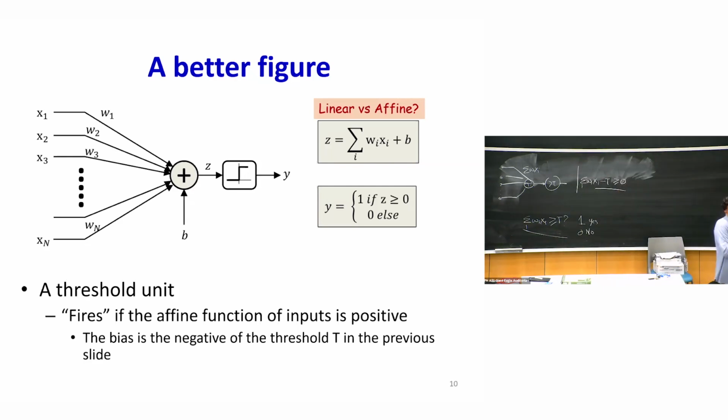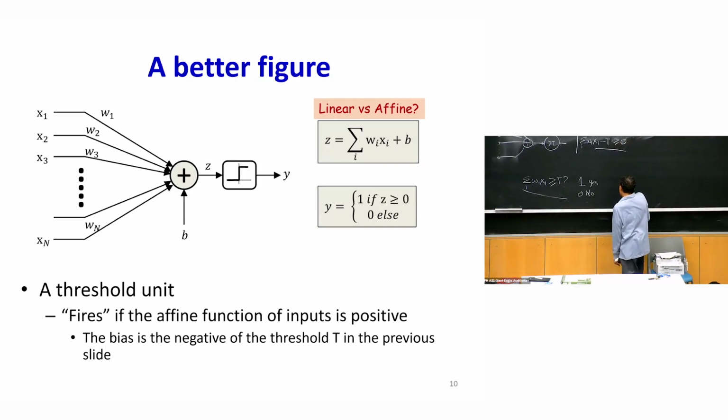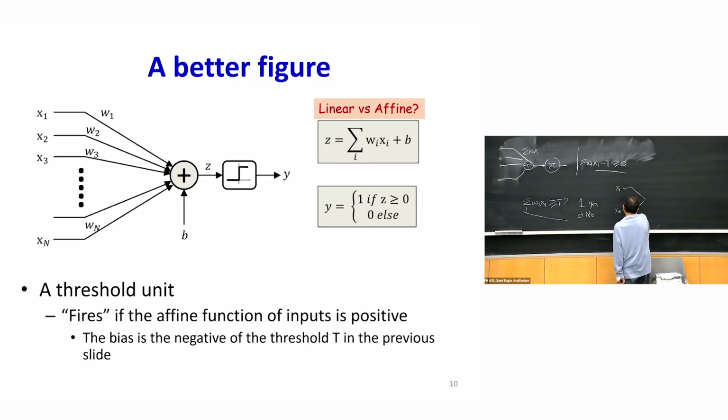But once I begin drawing things in this manner, I can redo my model like so. I have my xi's, and corresponding to each one, I have a weight, W1 through Wn. I'm going to sum them all up, but then in addition, I'm going to add a bias term, which in my case is simply minus t. This gives me a value, which I'm going to call z.